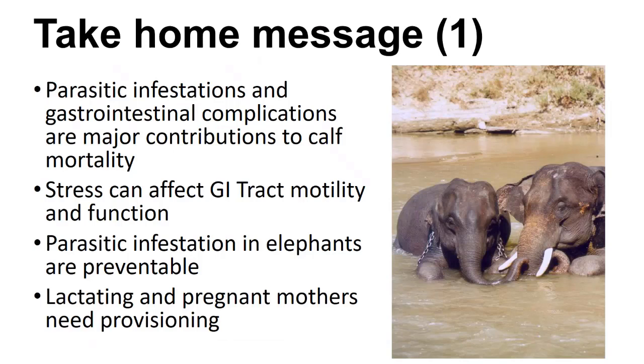So the first part of my presentation, our take-home message: we know calf mortality is highest in the first 2 years, and one of the major driving forces is malnutrition, starting from the mother's inability to produce sufficient milk. That leads to parasitic infection and gastrointestinal complications. They are the major contributors to calf mortality. Stress can affect GI tract motility and function. So this is a preventable cause.